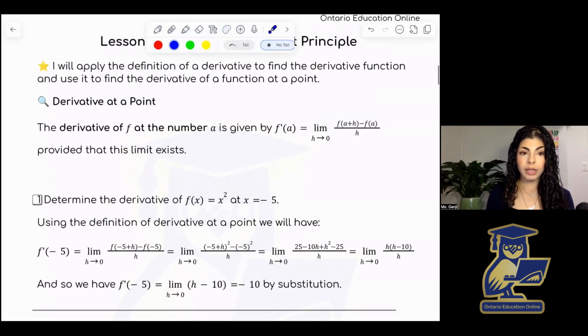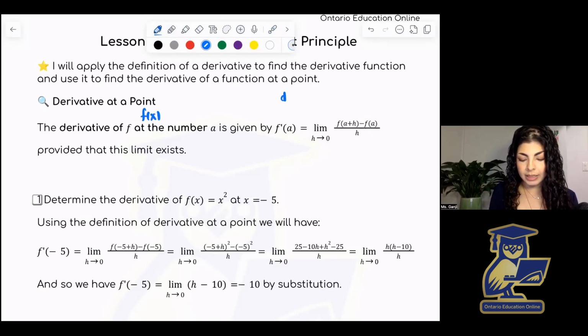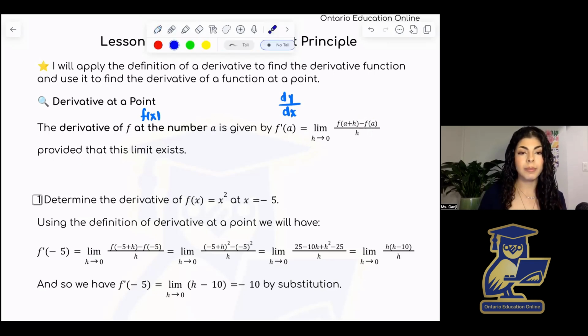So from our last lesson, we remember that the derivative of a function f at any given value of a is f prime of a, and this is equal to this limit: the limit as h approaches 0 of f of a plus h minus f of a, over h. And remembering our function notation, given our function is actually f of x, this is dy by dx, and it's equal to the same thing. And this has to be provided that the limit exists. So if the limit does not exist, we say that the function is not differentiable at x is equal to a.